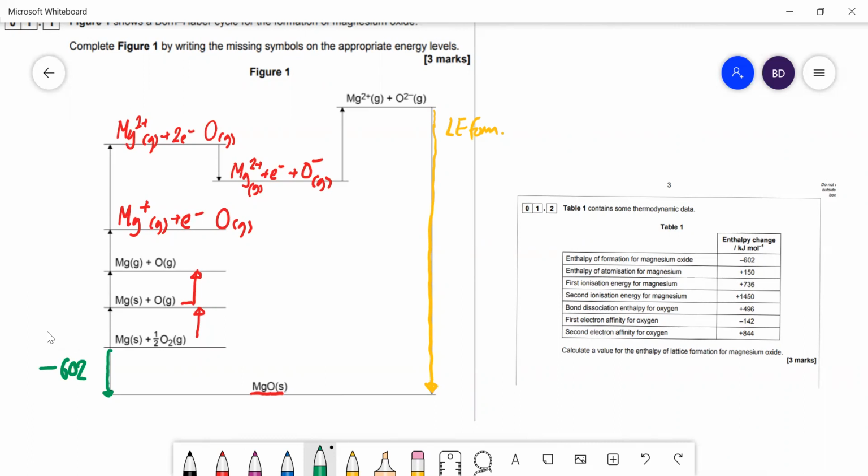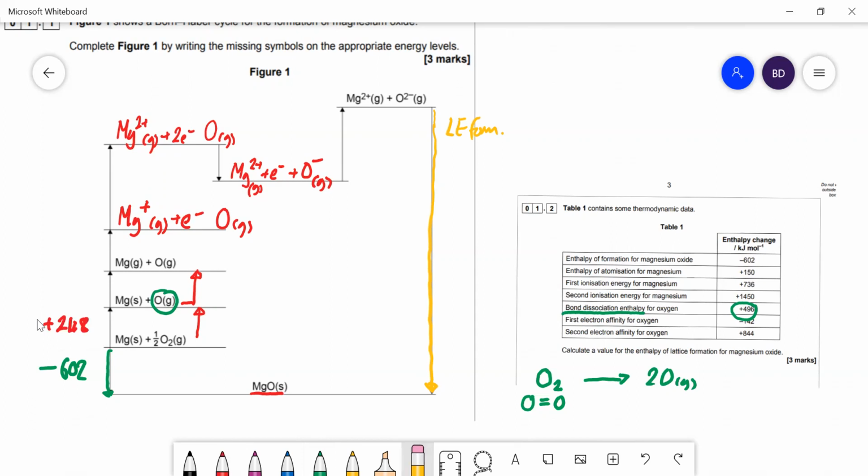The first one is the atomization of oxygen. Now we're forming 1 mole of oxygen gas. It doesn't give us that, it gives us bond dissociation. We've got to be careful there, because bond dissociation is when we get one mole of O2 and we break the bond, and we form 2 moles of O gas. However, we are only forming 1 mole of O gas here, so we've got to halve this number. So it's half of 496, which is 248. A lot of people are going to make mistakes there. So that's going to be plus 248.